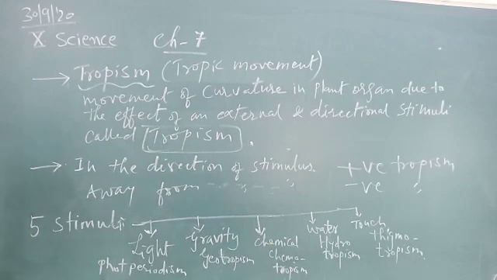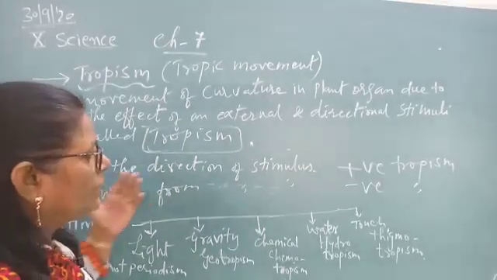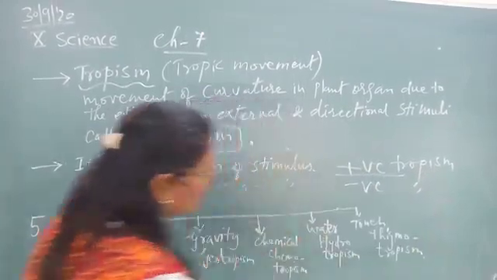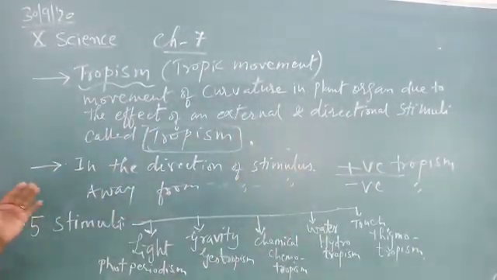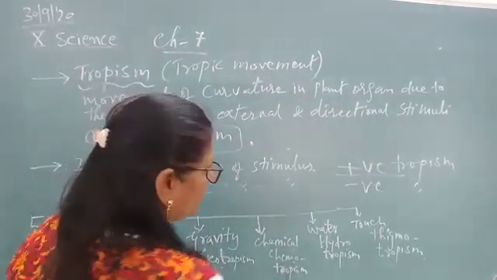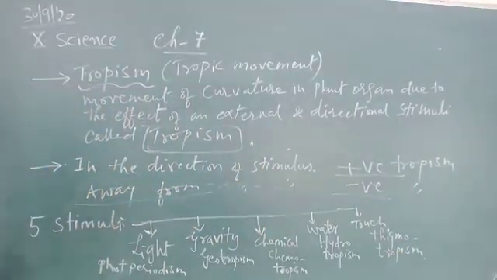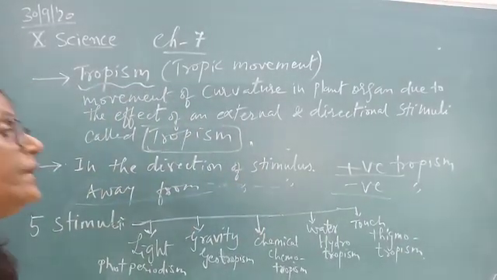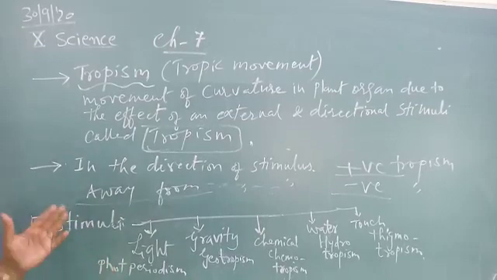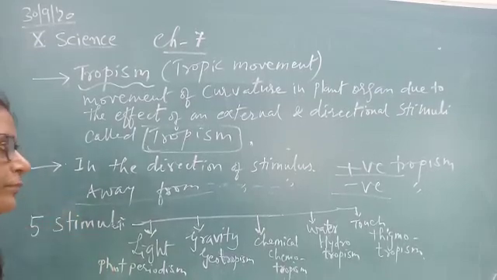Now if the growth is in the direction of the stimulus, then that type of tropism is called positive tropism. And if the growth of the plant is away from the direction of the stimulus, meaning the opposite direction, that is called negative tropism. In short, tropism is of two types. Positive means the growth is in the direction of the stimulus. Negative means the growth is away from the direction of the stimulus.